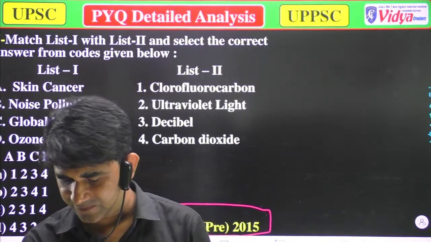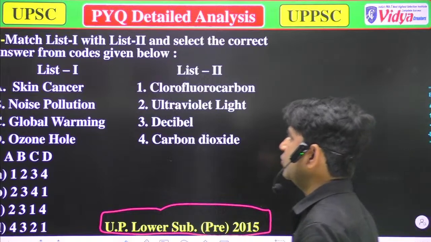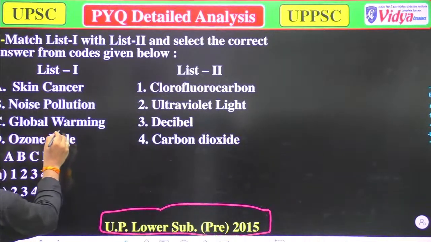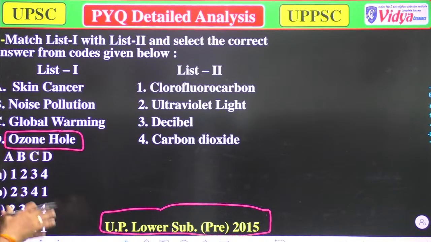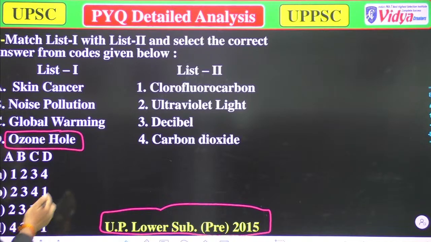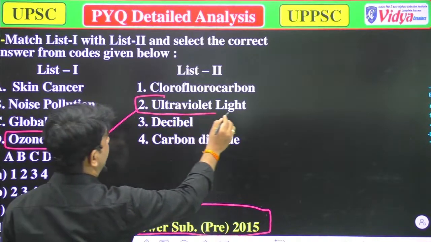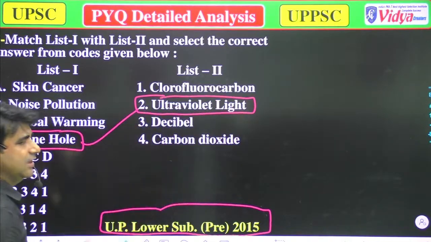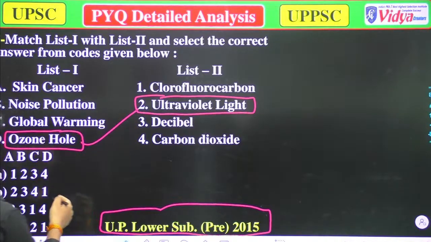Well, I think I should start. Suppose we have no idea about these things, but we know about the ozone hole, because ozone is a layer which protects us from the harmful ultraviolet rays. So if there is an ozone hole, the harmful ultraviolet rays will be there, and they can cause various diseases, mainly skin disease. So D2.